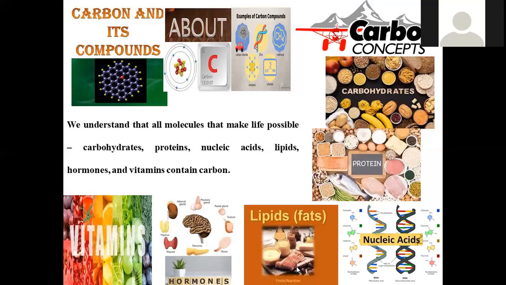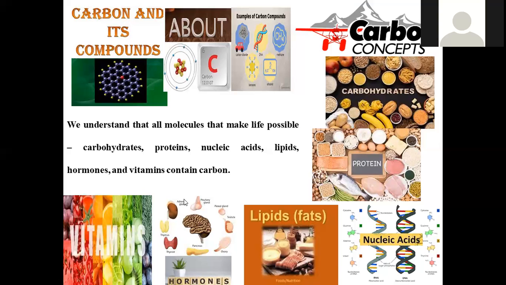And next is lipids. Lipids are called fats and fatty acids. They may be oils as well as fats. Both are considered as lipids. Oily seeds are included. Apart from that, animal fat and cholesterol are there. All these are part of lipids, which are also composed of carbon.